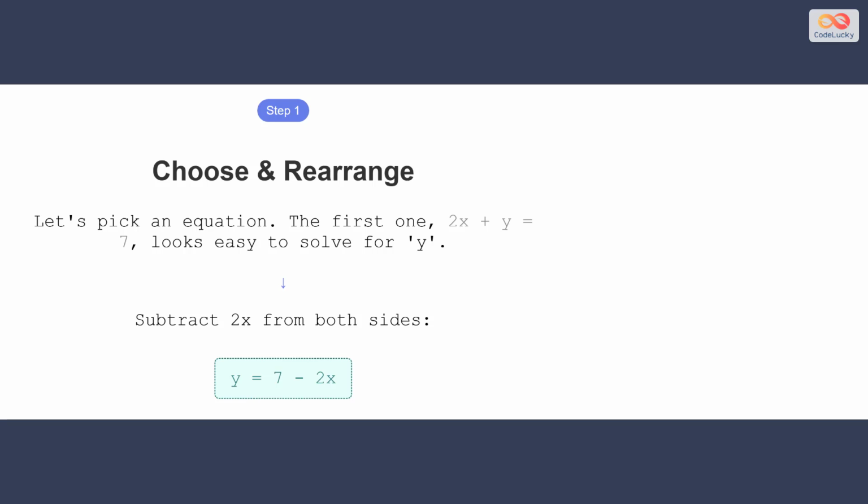Let's begin with step 1. Choose and rearrange. Looking at the equation 2x plus y equals 7, it seems easiest to solve for y because it has a coefficient of 1. By subtracting 2x from both sides, we get a new rearranged equation, y equals 7 minus 2x.